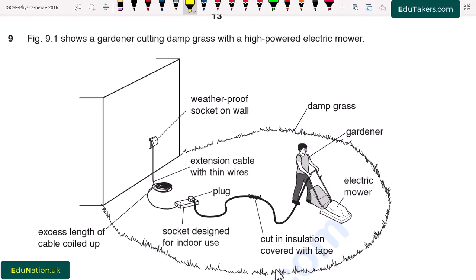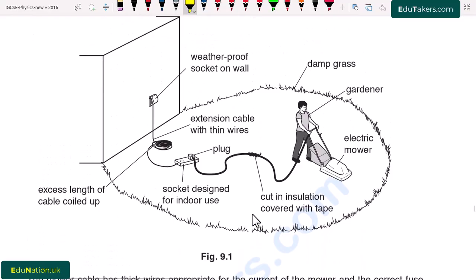Question number 9. Figure 9.1 shows a gardener cutting damp grass with a high-powered electric mower. Here is figure 9.1 and we can see that there is a gardener and here is the electric mower. There is also the cut in the insulation which is covered with tape, at this position, and there is also the plug. The extension cable with thin wires is also shown here, and here is the damp grass.